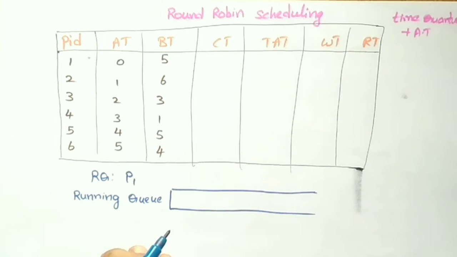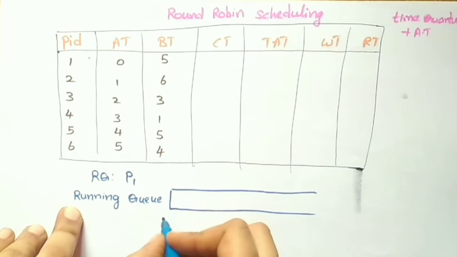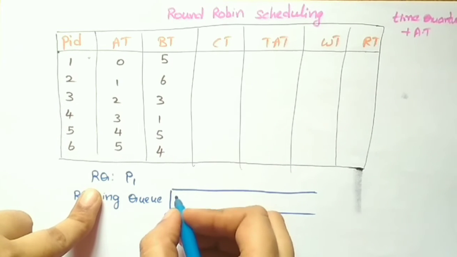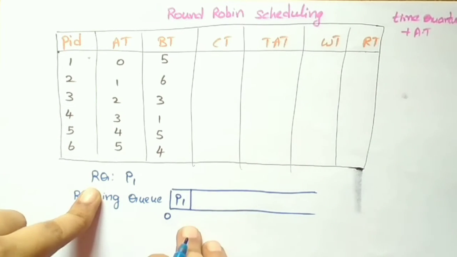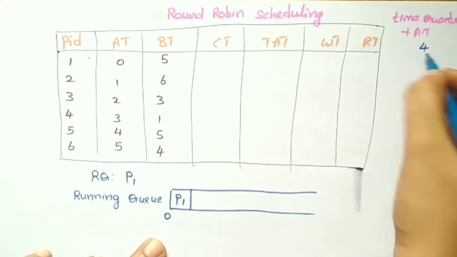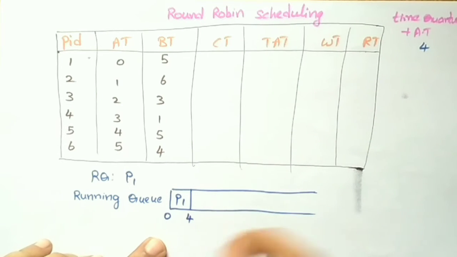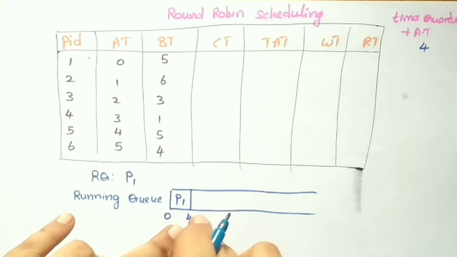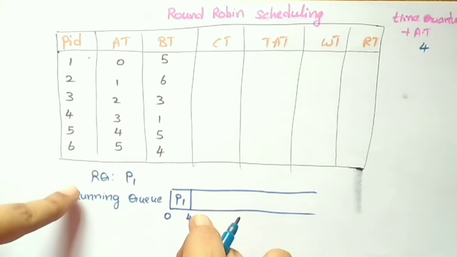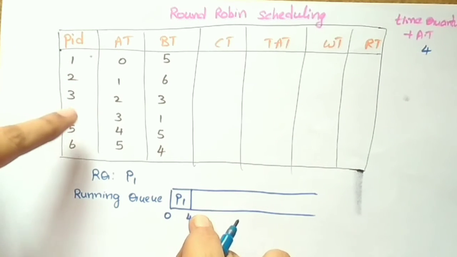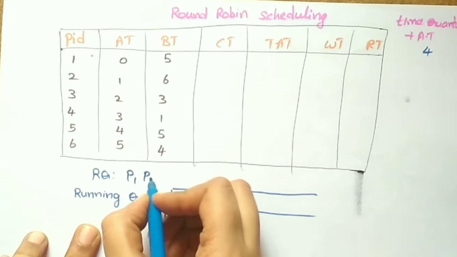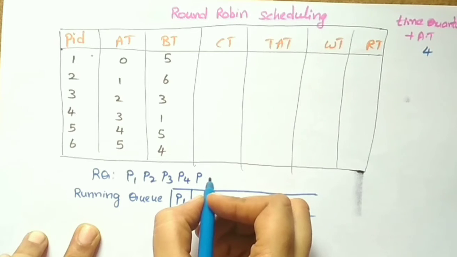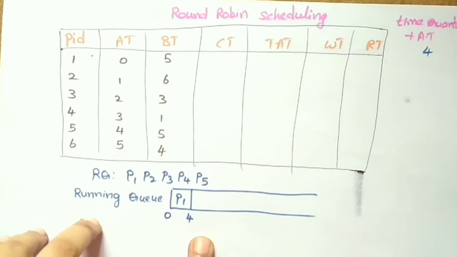So in the ready queue, at arrival time 0, what is the process that has entered the ready queue? That is P1 only. What is the time quantum given here? 4, right? So it is executed for 4 units of time. And then at arrival time 4, what are the processes that have entered the ready queue? P2, P3, P4 and P5. These are the processes that have entered the ready queue.